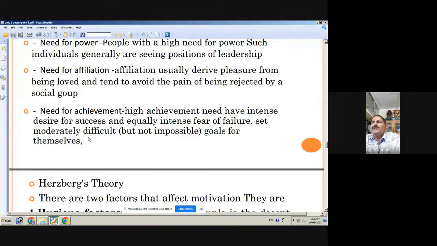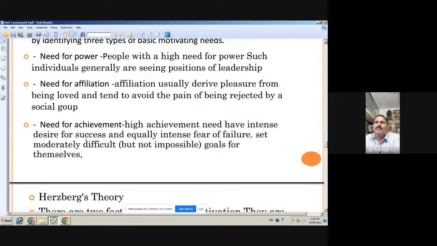That need has an intense desire for success, and an equally intense fear of failure is there. If there is failure, no success will be there. So it is very difficult to achieve goals if you do not fulfill the above things. You must need power, but you must also need affiliation with others. You must be loved by others, and you must avoid the pain of rejection.